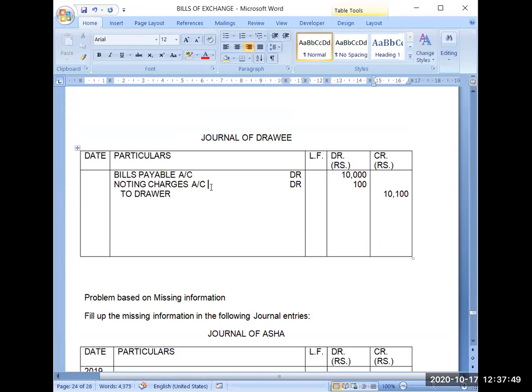So if you observe it clearly, we have discussed in the morning also that there will be no change in the journal entry for the drawee. So for case second also the entry will remain same for the drawee. There will be no change.